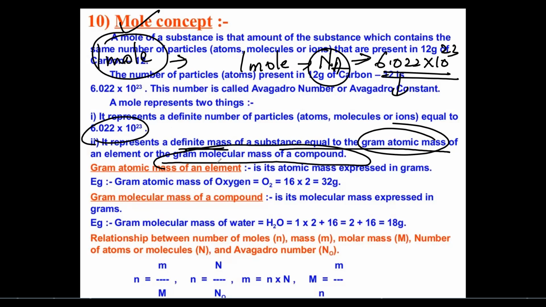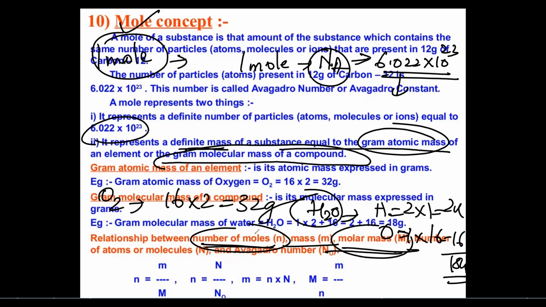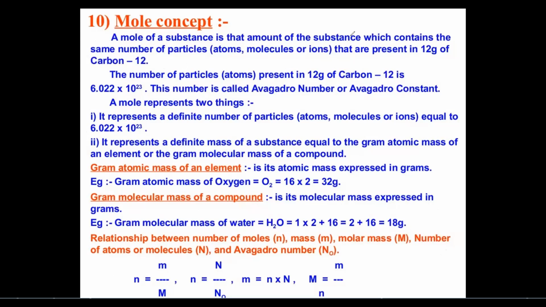Gram atomic mass of an element means, if I take O2, it is 16 into 2, which is 32 grams. If I take a gram molecular mass, for example water, because this is a molecule, hydrogen is 2 into 1, which is 2 U, and oxygen is 1 into 16, which is 16 U, which is 18 U, the molecular mass. The relationship between the number of moles, the mass, and the molar mass is represented in terms of formulas, which I will write as follows.